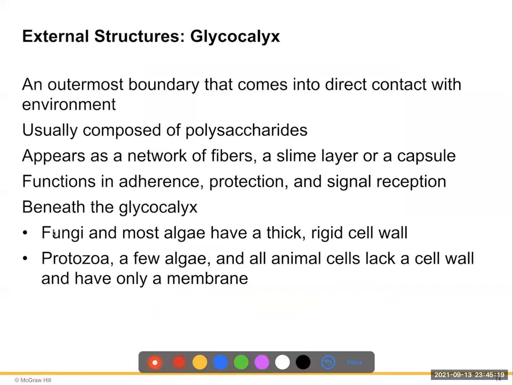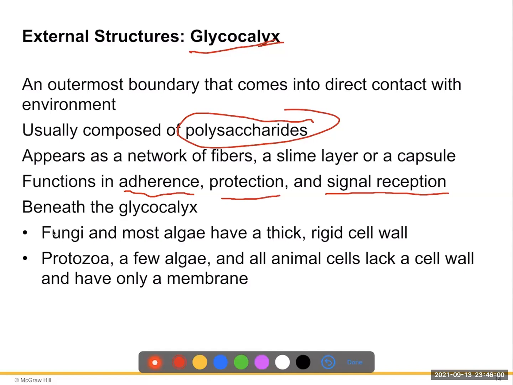So next is the glycocalyx. We talked about that last time. It's your boundary that comes in direct contact with the environment. They're usually composed of polysaccharides. Remember, saccharides are your sugars. Polysaccharides are 3 or more. You've got monosaccharides, disaccharides, and polysaccharides. Okay? They appear as a network of fibers. They have a slime layer or a capsule layer, which you talked about. They function in adherence, so they bind the cell to another cell or to another surface. Okay? They allow for protection by preventing certain things from going into the cell. And they're a signal reception. In other words, they allow certain things in. They have receptors that will recognize it and allow things to pass into the cell.